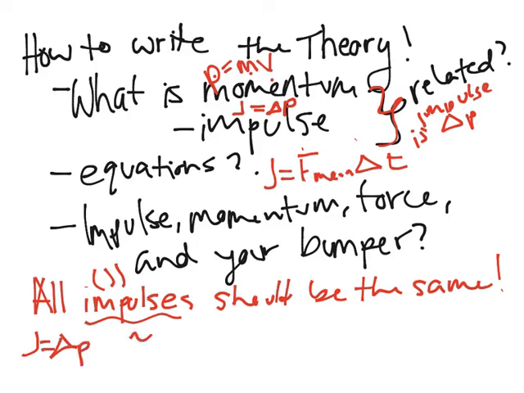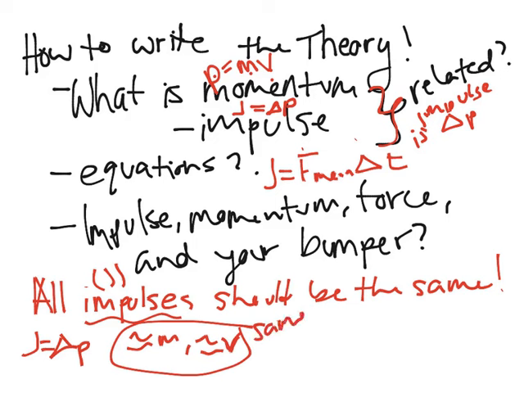All of your cars are about the same mass, and they're falling essentially from the same height, so they should all be the same velocity, which means they should have the same momentum. However, so this should all be the same. However, the actual force and time the collision takes, these should be different.